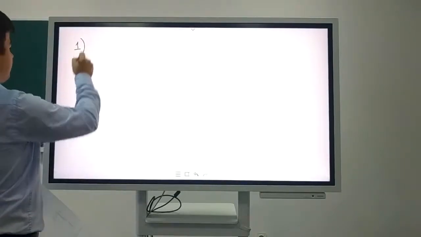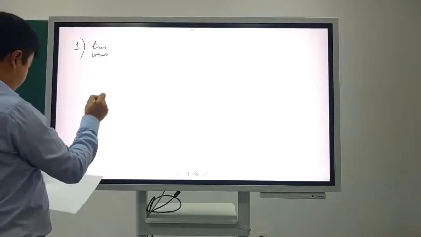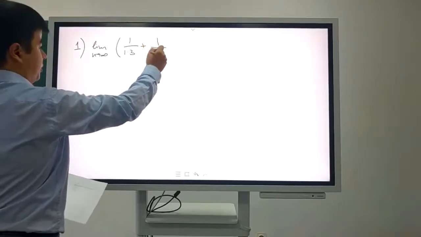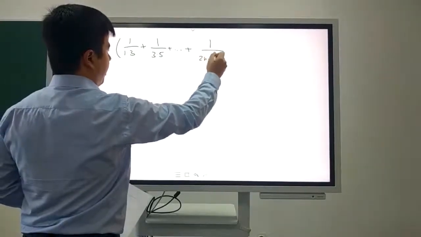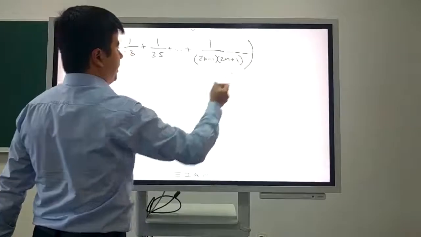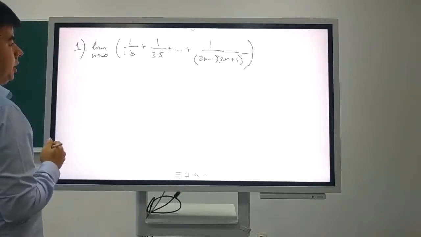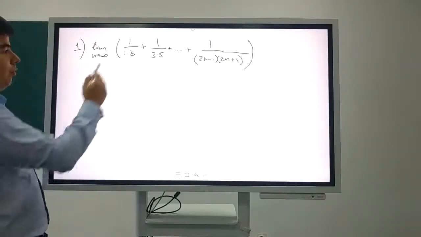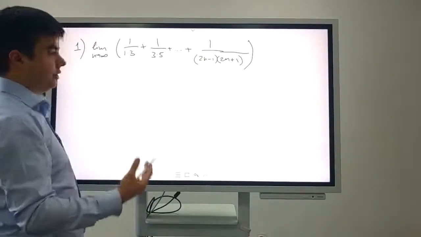Example number 1. Here, calculate the limit as n tends to infinity of 1 over 1 times 3 plus 1 over 3 times 5 plus etc., plus 1 over (2n minus 1) times (2n plus 1). So, let's calculate this limit. What should we do? Firstly, we need to compute this sum. Here we cannot directly calculate this for each term, and that's why we will firstly find the sum of this sequence.